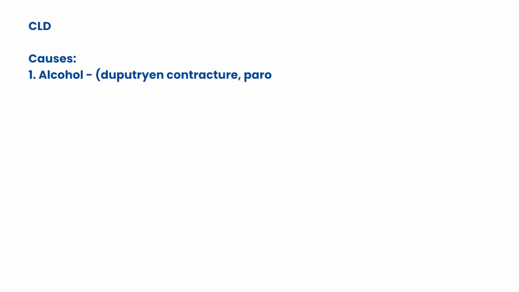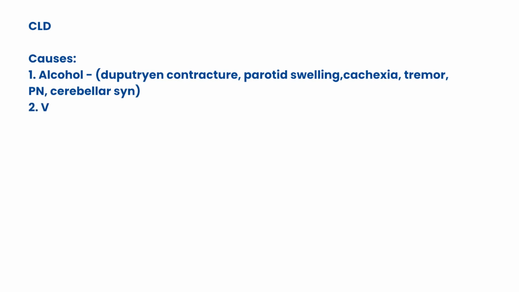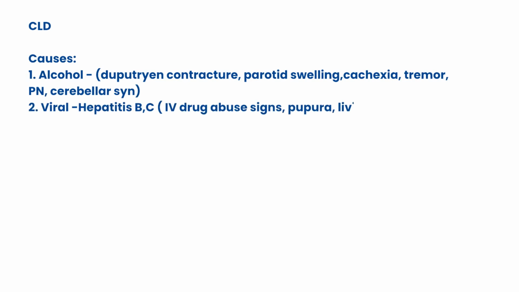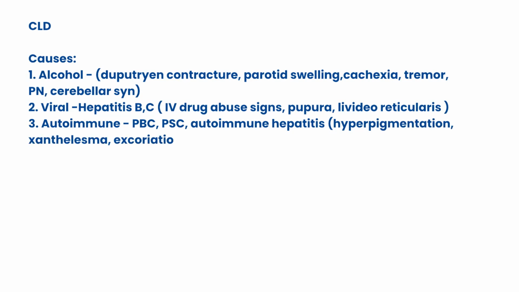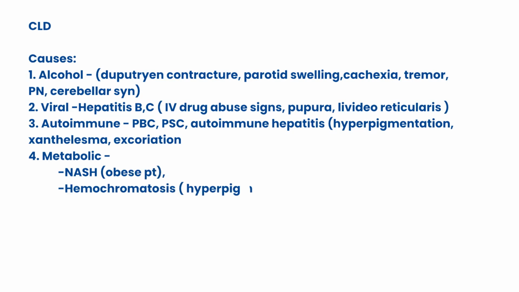Now the causes of CLD. As we mentioned, the most common cause in our abdomen station is CLD. So in 3 minutes, the examiner can only ask you the causes, investigation, and the management. So you have to be very careful about these causes. Some of the causes of chronic liver disease are alcohol, viral, autoimmune, metabolic, and drugs.